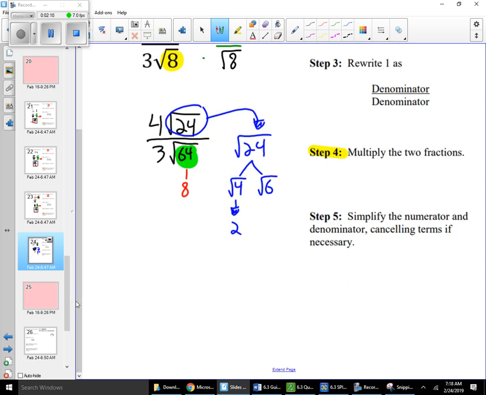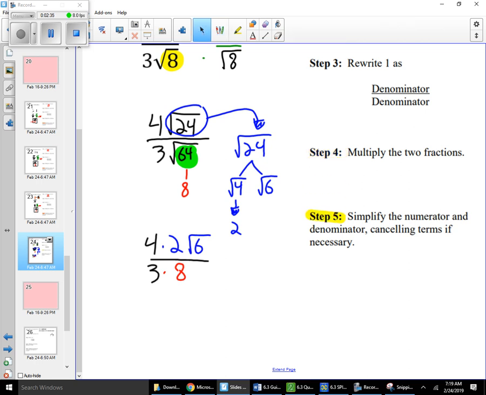So putting all this work back into our fraction, we still have a 4 in the numerator. We have this 2 that came out of our root 24. We also have a root 6 that came out of our root 24. In the denominator, there's still the 3 that we started with, and an 8. So this is where that step 5 comes in that we haven't had to worry about in the previous 3 examples. There's a whole lot going on in this fraction that we can clean up.